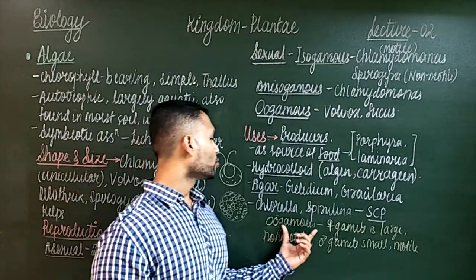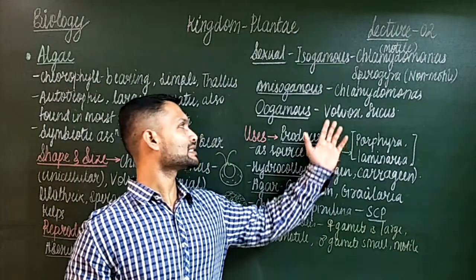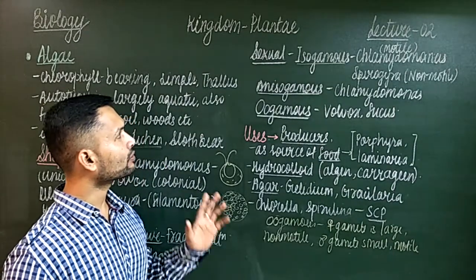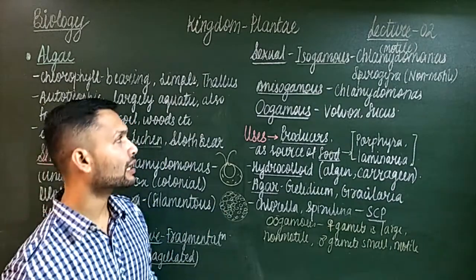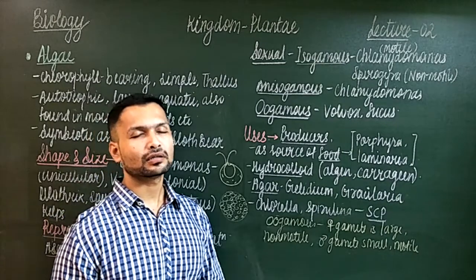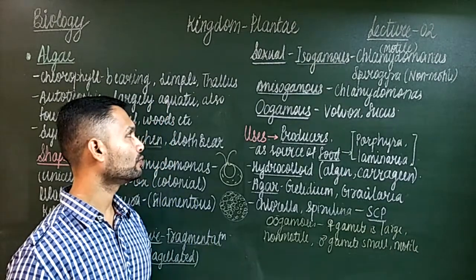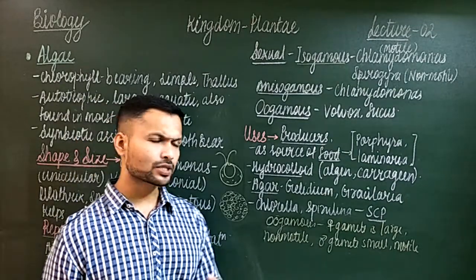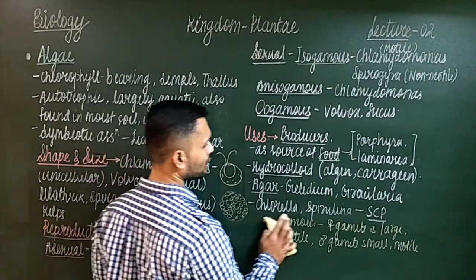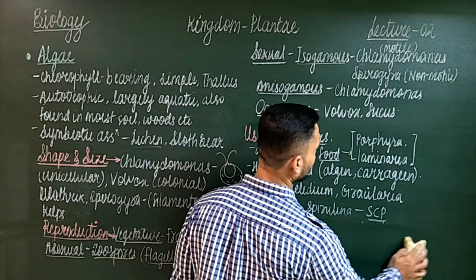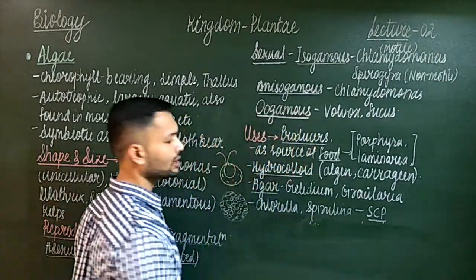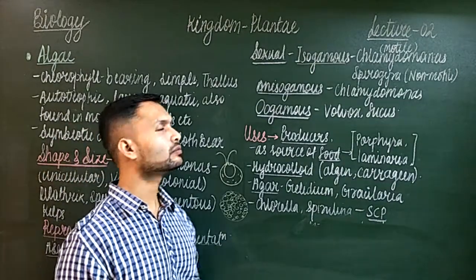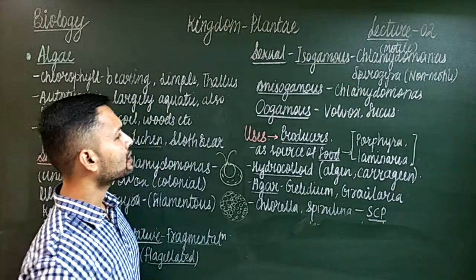So oogamous, hope everyone understood. Its examples are Volvox and Fucus, these two. So I hope the three types of reproduction are clear. If you have already viewed my Kingdom Fungi lecture on asexual and sexual reproduction, I think this will be a mere revision for you. But in algae, how it takes place we'll see in the subsequent divisions, that is in green algae, red algae or brown algae. Last is the uses.